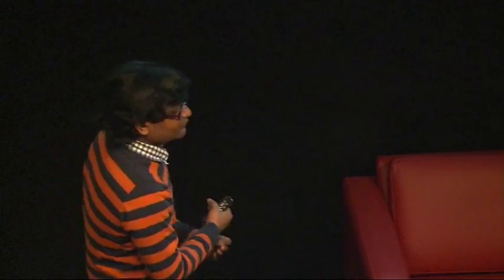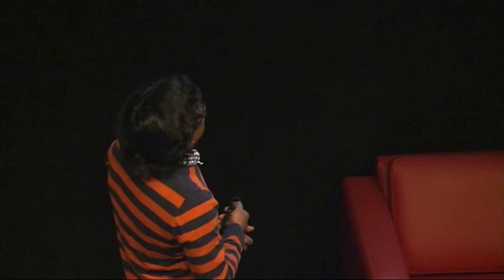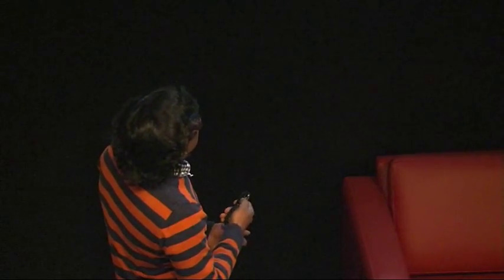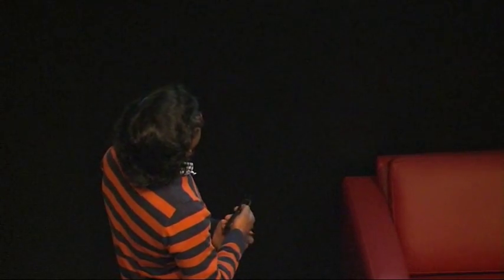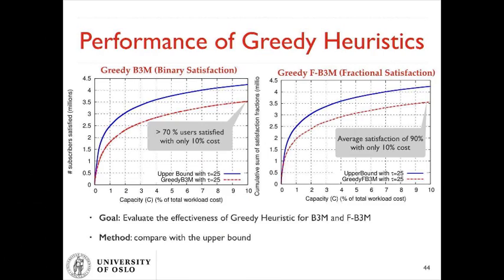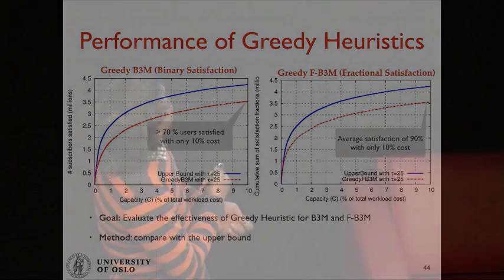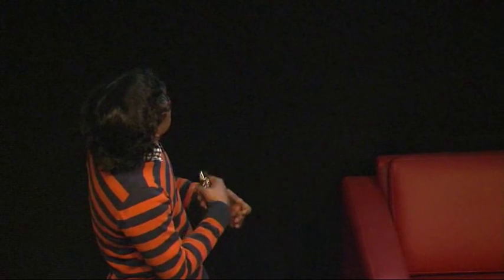So there are 4.9 million users in total. And in the binary satisfaction case, we are dealing with maximizing the number of satisfied users. So when we look at 10% cost, then we see that there are more than 70% users satisfied, while we are only using 10% cost.